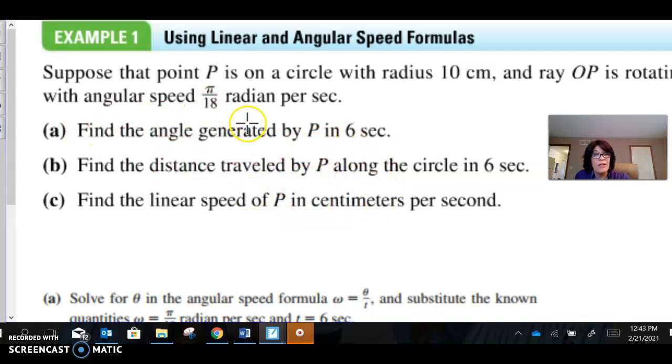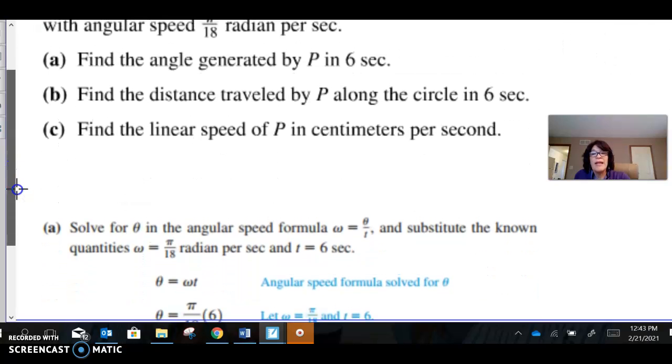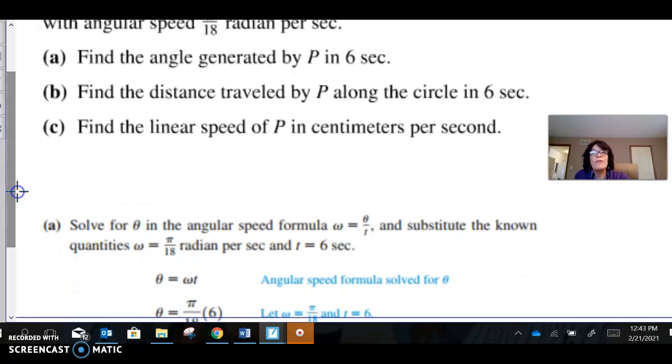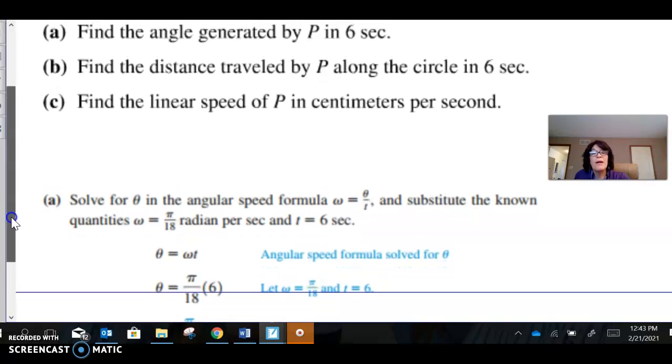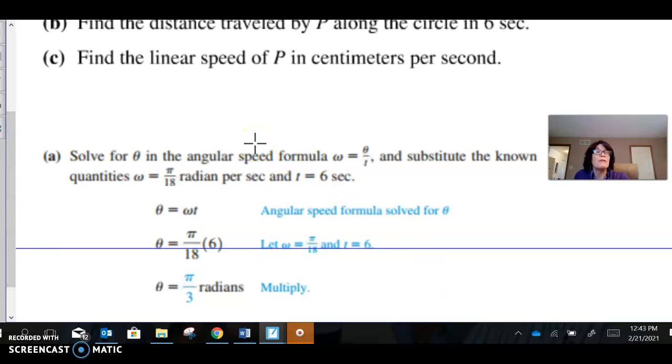When they ask for these things, they're asking for the angle, that's theta. They're asking for the distance traveled along the circle, that's S. And linear speed was the velocity that we saw. To find theta here, I know that omega is theta over t. I would usually just stick the numbers in right there. They solve for theta by multiplying by t first. So they're taking the angular speed times 6, pi over 18 times 6, you get pi over 3 radians. So exactly 60 degrees, or pi over 3 radians.